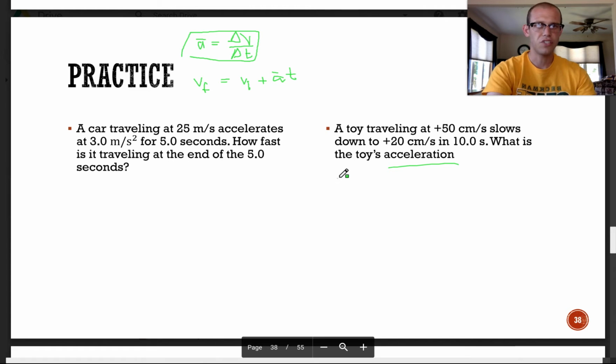So what is our change in velocity? It's going 50 and it drops down to 20. So that means it is actually a negative velocity. So it's -30 centimeters per second. Okay, so that came from subtracting 20 minus 50, because remember, it's the final minus the initial. All right, then we divide that by our time, which is 10 seconds. So when we do that, we will get -3. And that would be a label of centimeters per second squared.